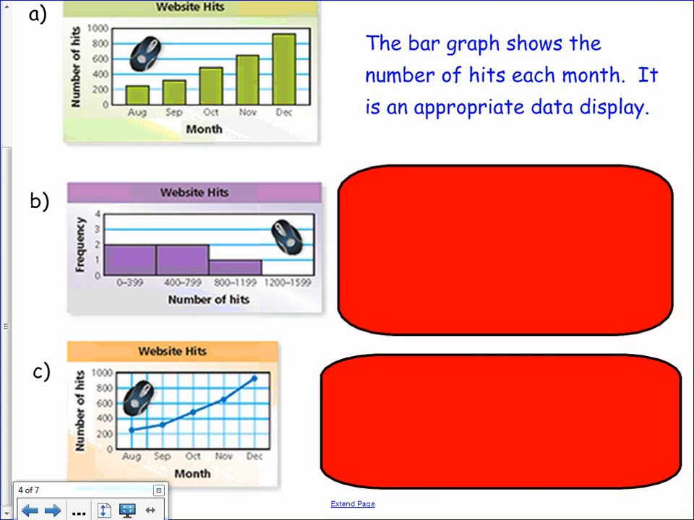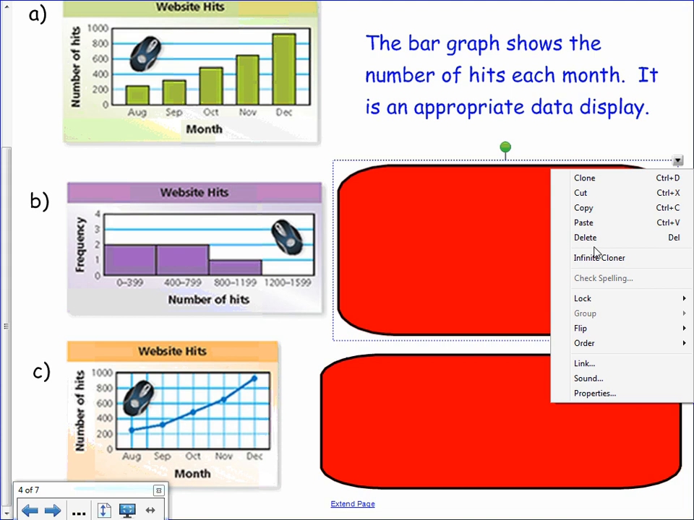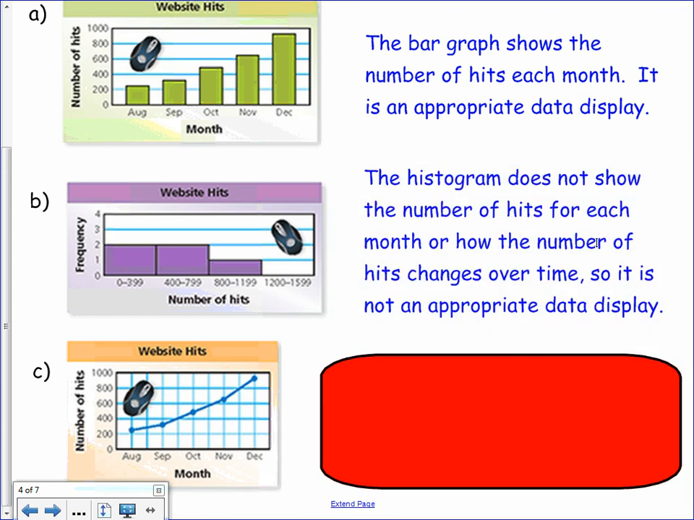Okay, so if I can get this out of our way here. Sorry about that. Since it doesn't show us the number of hits each month or how the data changes over time, it would not be an appropriate display method.